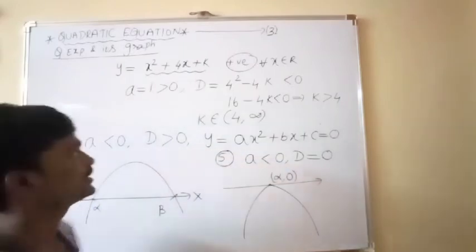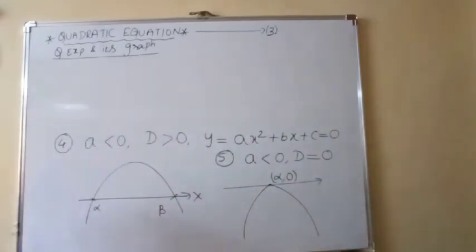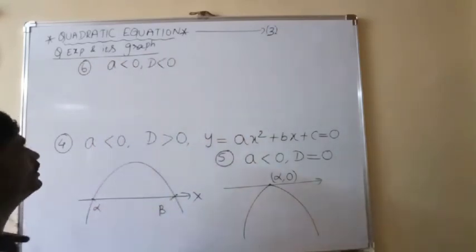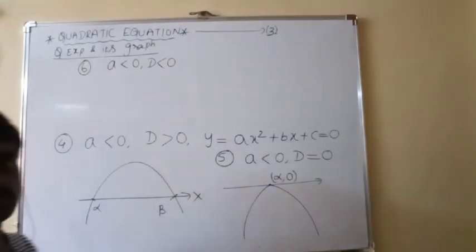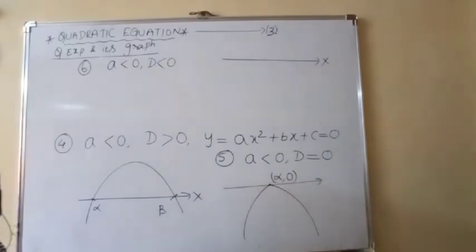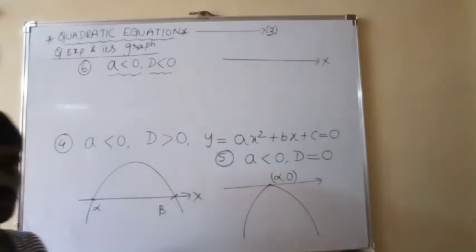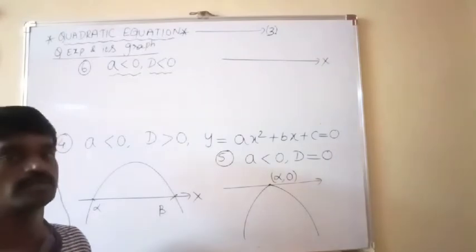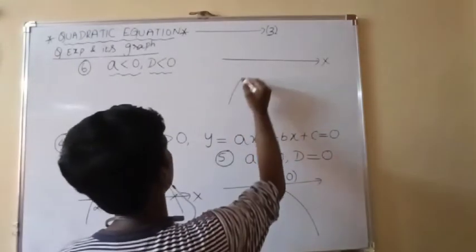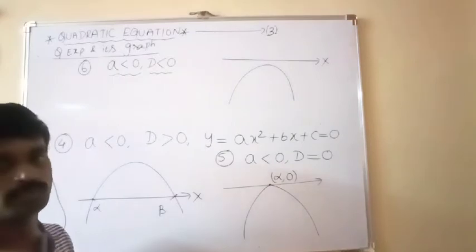Now just like the third case, observe the sixth case. In the sixth case, a is negative and the discriminant is negative. That means y is equal to 0 has no real roots, and a is less than 0, so it is a downward parabola. From this what can we conclude? Y is equal to 0 has no real roots. That means the parabola never cuts or never meets the x-axis. And it is a downward parabola. That means the parabola should be completely below the x-axis. Am I correct? The parabola will be completely below the x-axis.